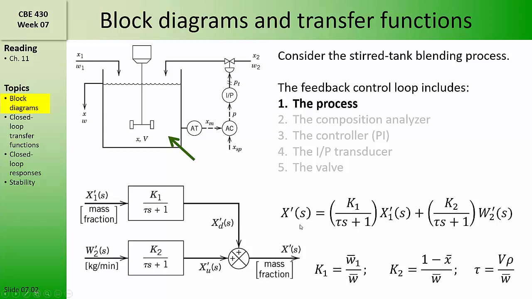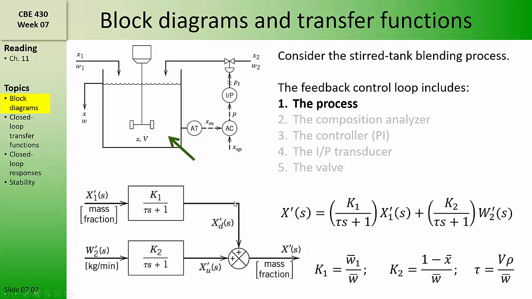This can be represented in block diagram form, showing the two inputs on the left, the mass fraction deviation in stream 1 and the flow rate deviation in stream 2, each being fed into a transfer function. The products of the inputs and their respective transfer functions are then summed because these two paths are in parallel and they come into the summation block to give rise to the result, the deviation in X.